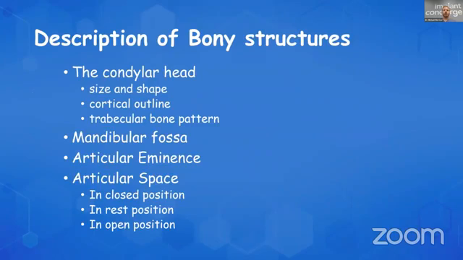So as I've already said a few times, this is the way you describe your TMJ when you have a report or you're describing it to the patient. But what is the condylar head doing? Is it normal in shape and size? Is it smaller than the contralateral side? How is the cortical outline? What is the trabecular bone pattern? So a good description would be thin and continuous cortical outline, normal in shape and size, with a trabecular bone pattern that's within normal limits.